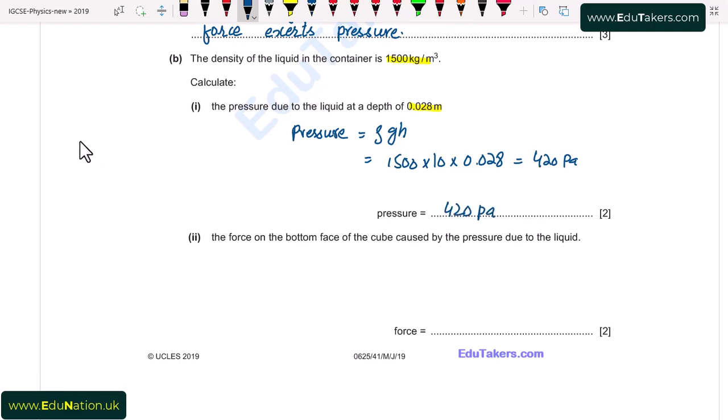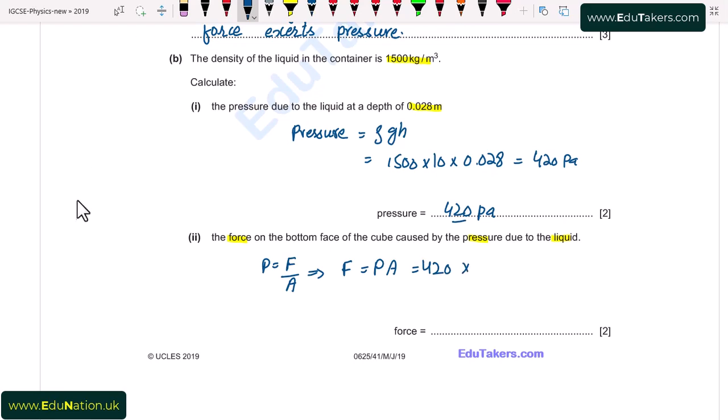Part 2. The force on the bottom face of the cube caused by the pressure due to the liquid. Here we have to calculate the force, and we know that pressure is equal to force per unit area. So force will be equal to the product of pressure and area. This pressure is basically due to the liquid that we already calculated. It is 420 multiplied by area. So here we have to calculate area.